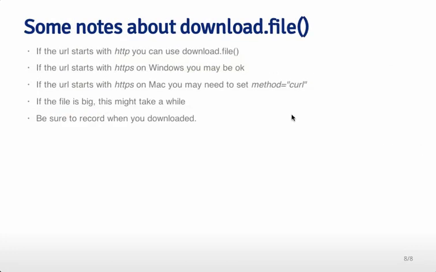If the URL starts with HTTP, you should be okay. Even if the URL starts with HTTPS on Windows, you should be okay. On a Mac, you need to set the method equal to curl if you have HTTPS. One thing to keep in mind is that this is actually going out and downloading a file from the internet, and so depending on the size of the file and your internet connection, this could end up taking a while.